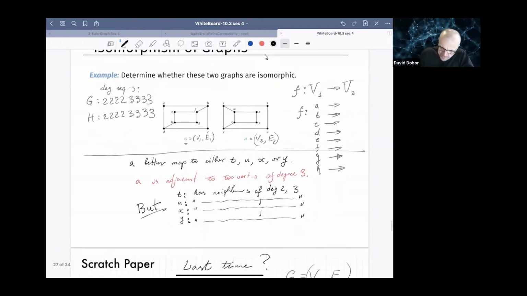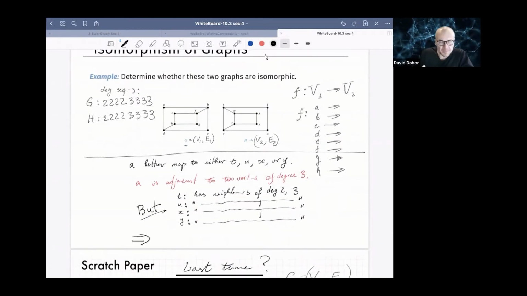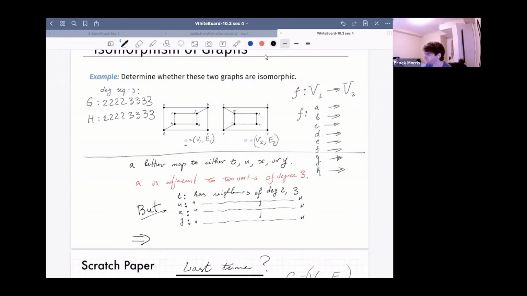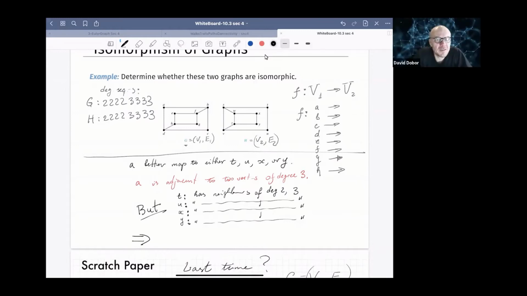So can I conclude from what's on the screen that A cannot be mapped legitimately, to meet the definition of the isomorphism, to any of the vertices? Because the only 4 choices I had were T, U, X, and Y, and none of them fit the definition of an isomorphism, right? So A cannot be mapped. So this is proof that these 2 graphs are not isomorphic.